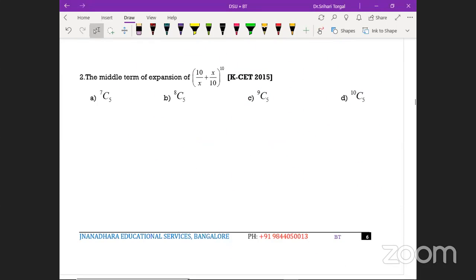Middle term problems. How to calculate middle term problems? So just think of the power. I'll tell you a very easy technique. This is also very important for examination. You have to see the power first. Just divide that by 2. What is that? 5. If you get an exact integer, then the answer is that.